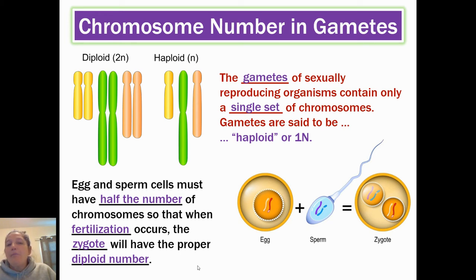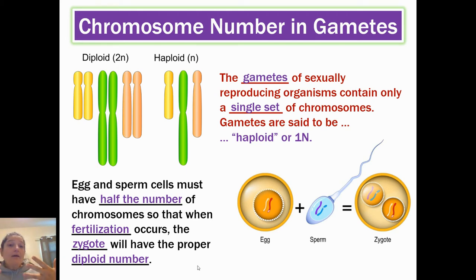Again, sometimes we call them haploid cells. We can call them gametes. We can call them sex cells. This all works to describe a haploid cell. The number of chromosomes in a haploid cell is half the number of chromosomes that would happen in a normal diploid cell. So the number of chromosomes is 1n. When fertilization occurs, we get half from mom, we get half from dad, and those come together and make a whole diploid number inside the zygote.